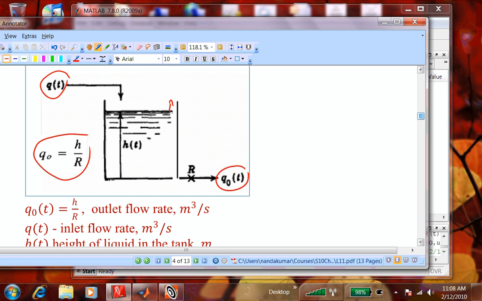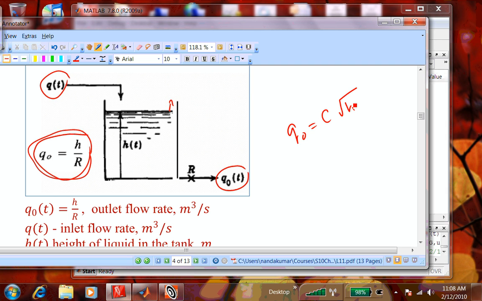Do you remember from your fluid mechanics course? This course I won't examine you on, that I will give you, but I constructed this so that I get a linear equation. But in reality, what happens is this Q0 is a constant times square root of H. That comes from the Bernoulli equation.